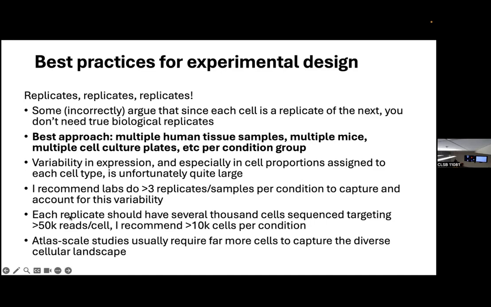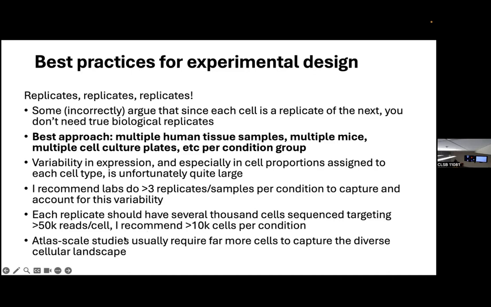For each sample or replicate, you really want several thousand cells. We usually target at least 50,000 reads per cell. And really you need at least 10,000 cells total per experimental condition, but ideally even more than that, usually 20,000 per condition. There are some papers that look at the saturation rate of all of this, and that's where these numbers come from.